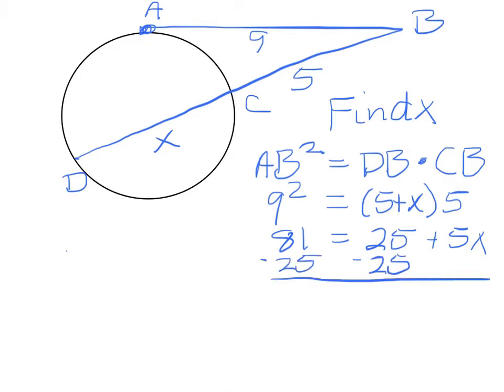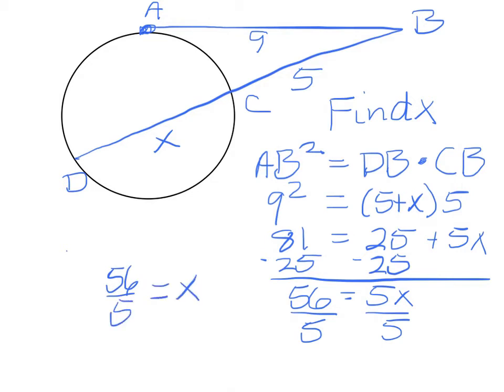And you end up with 56 equals 5x. And then when we divide by 5, we end up with 56/5 equals x. And it's perfectly okay to get a fraction as well. And that's our solution on this problem.